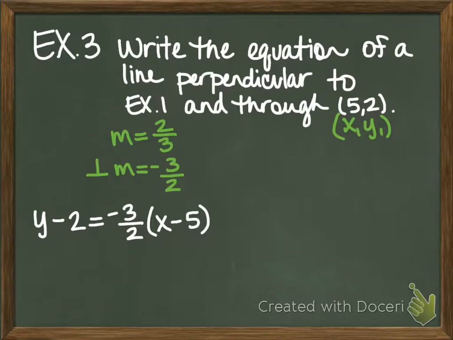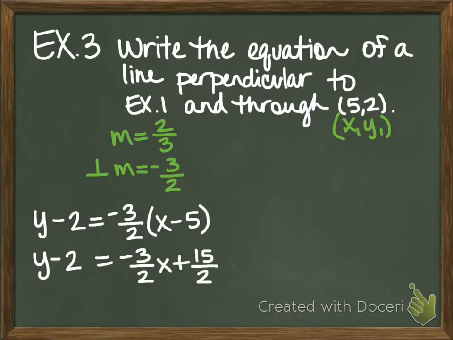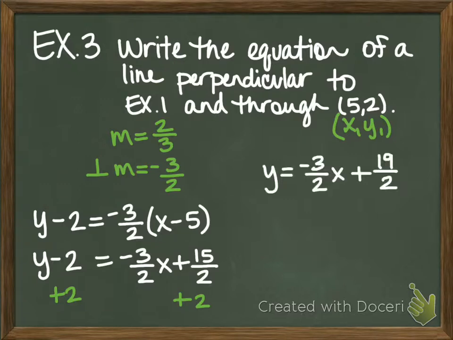I'm going to distribute the negative 3 over 2. So y minus 2 equals negative 3 over 2 x plus 15 over 2. I'm going to add 2 to both sides. So that would give me y equals negative 3 over 2 x plus 19 over 2. If they were asking for the problem in slope-intercept form, then this would be my answer.